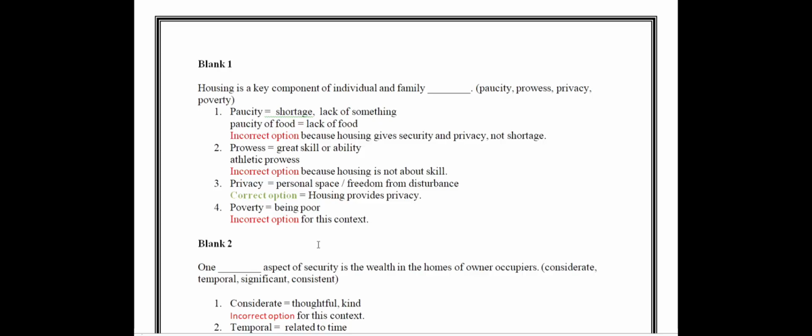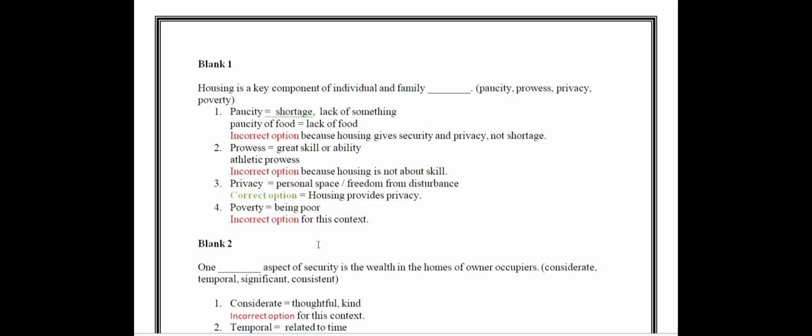So what word should I take? Paucity, prowess, privacy, or poverty? In order to understand every word, we have the meanings and why it is correct or incorrect. Word number 1, paucity. That means shortage. That is lack of something. Paucity of food. That means lack of food. This is an incorrect option because housing gives security and privacy, not shortage. So if we go through the context, option 1 is eliminated.